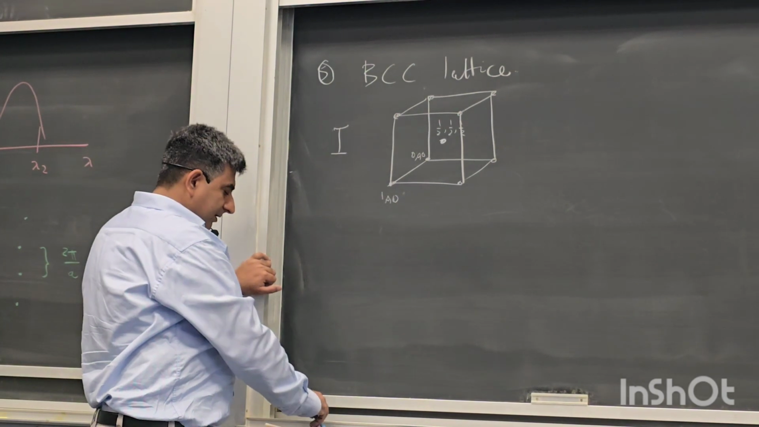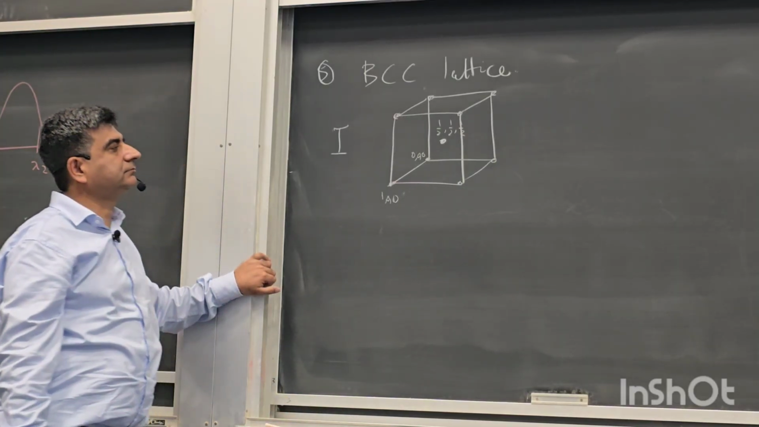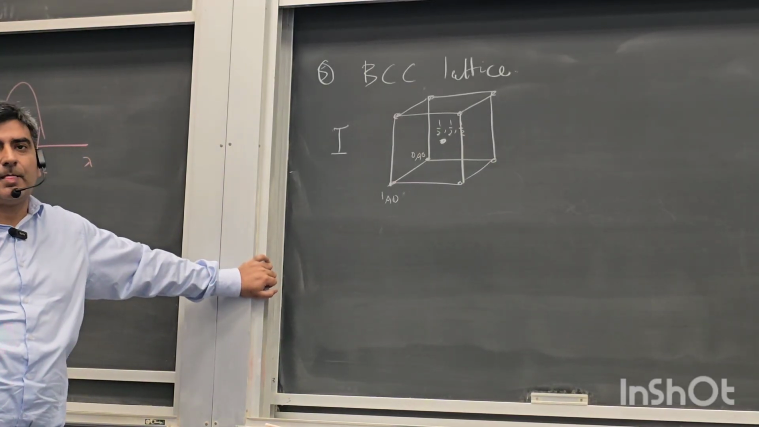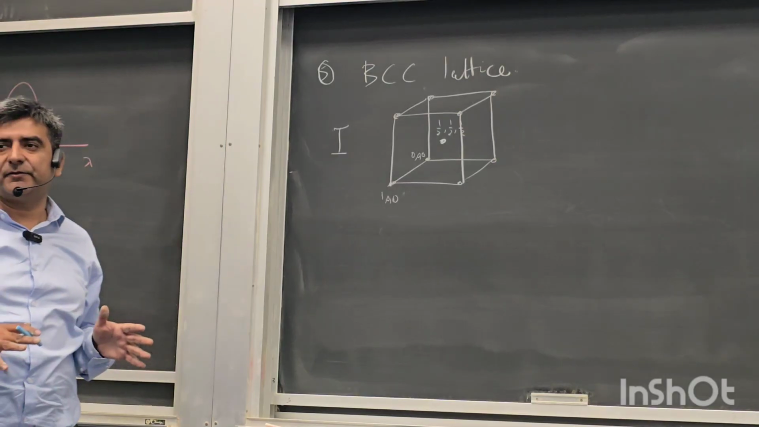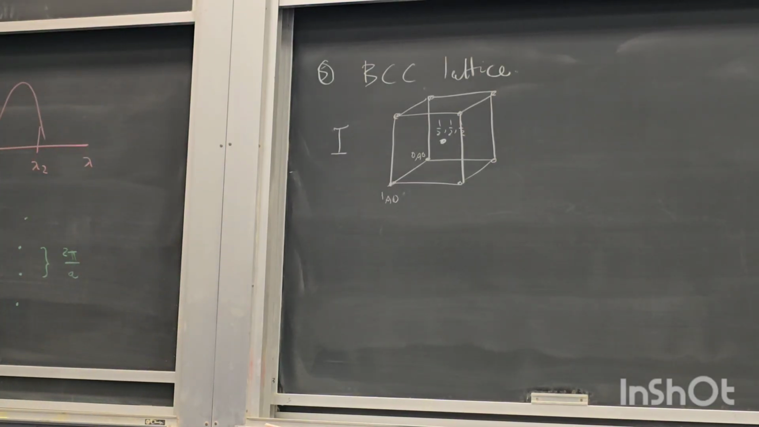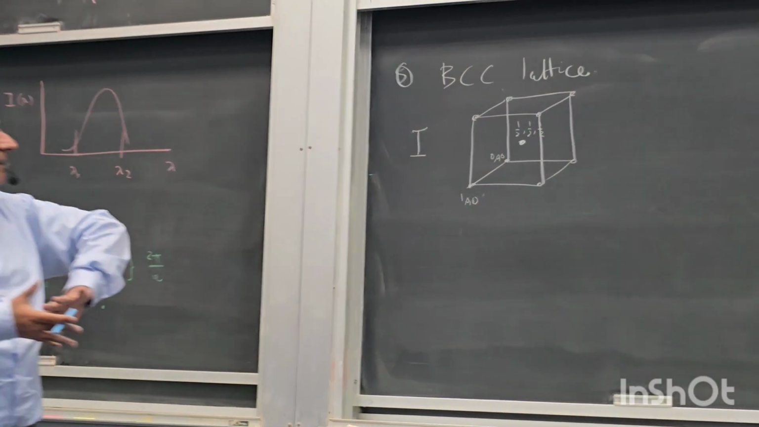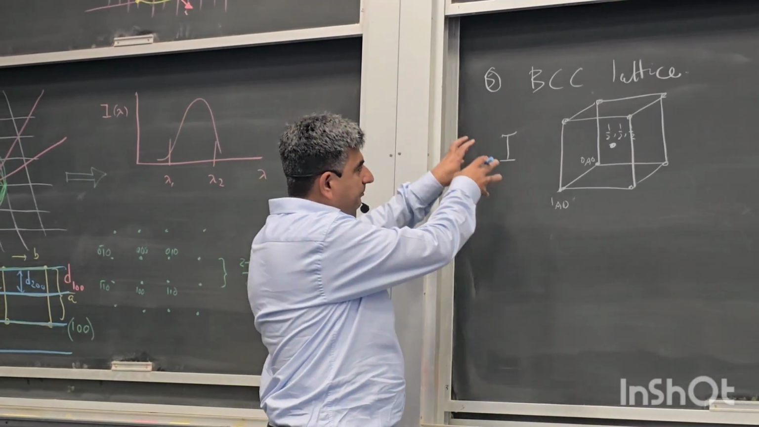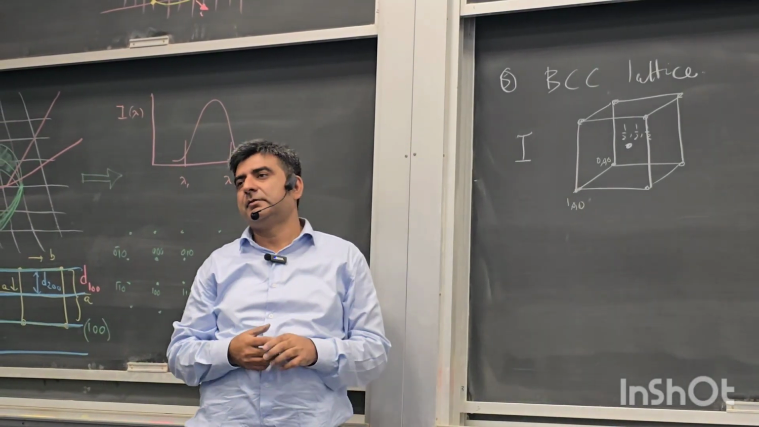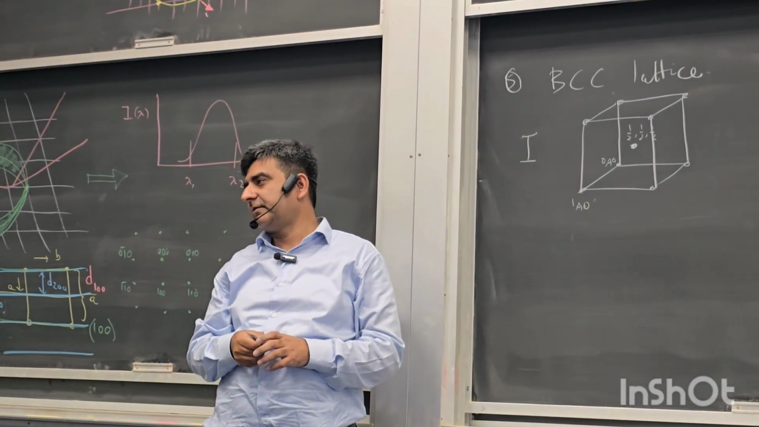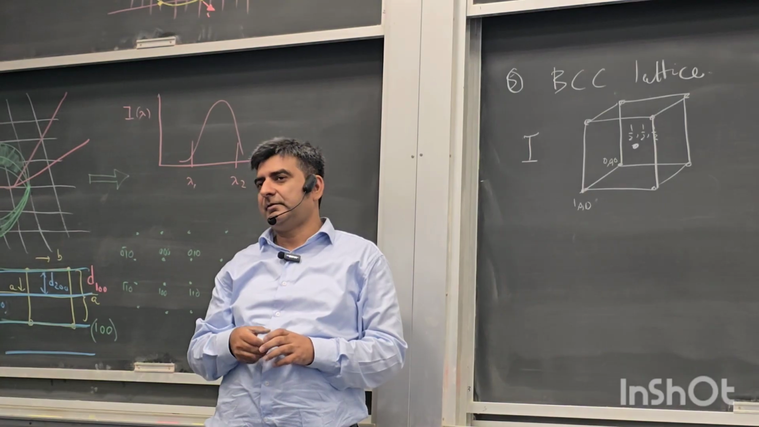Now if I were to draw the reciprocal lattice for this, now this is a homework problem number 2. The reciprocal space to a body centered cubic lattice is a face centered lattice.